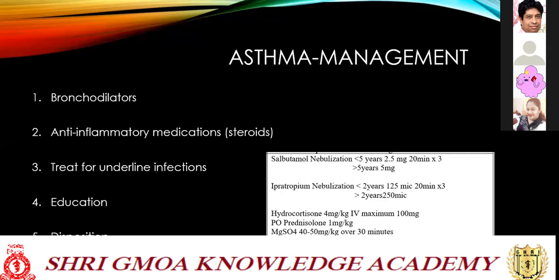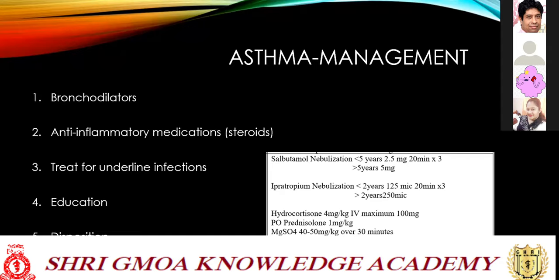So what are the bronchodilators we have? Salbutamol, ipratropium. Basically, those are the two things. In addition to that, we use magnesium sulfate as well. Nowadays, we don't use theophylline much, but basically, salbutamol and ipratropium are very important. In the first hour, we can give 3 cycles, 20 minutes apart, of salbutamol and see the difference. After 1 hour, you can analyze the patient.